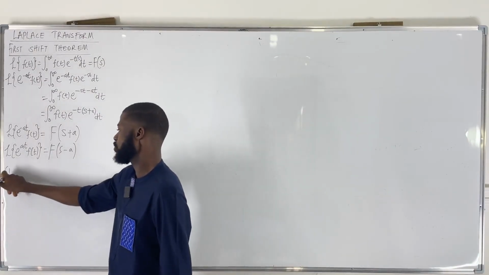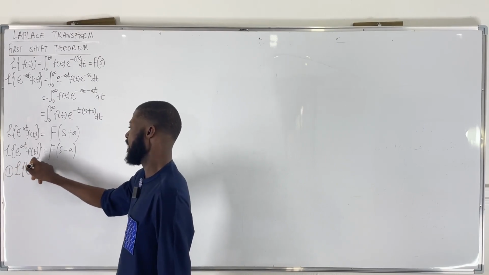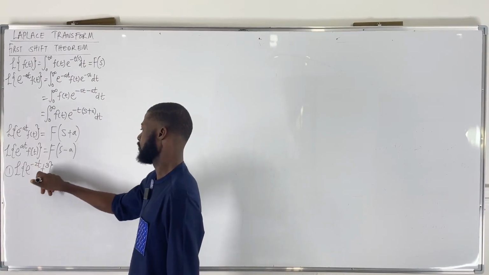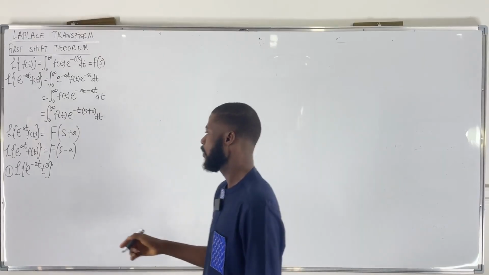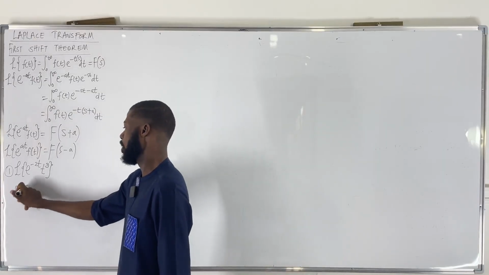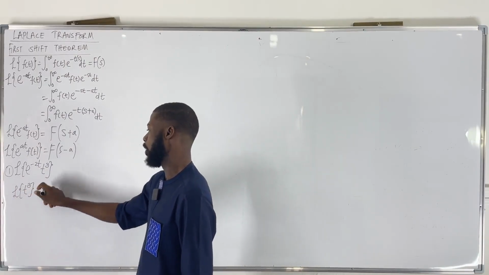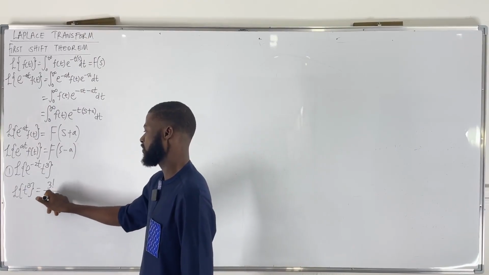Now, how do we then apply this when solving problems? Let's say the first question we have is for us to find the Laplace transform of e to minus 2t t to the power of 3. Now the first thing is, what is the Laplace transform of t to the power of 3? And Laplace transform of this will become 3 factorial divided by s to the power of 3 plus 1.